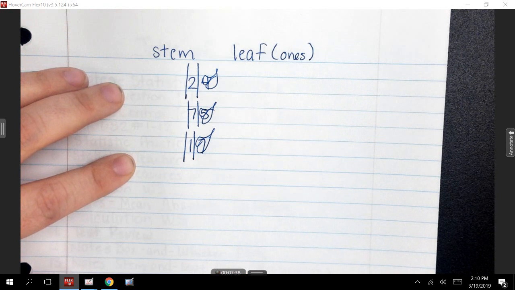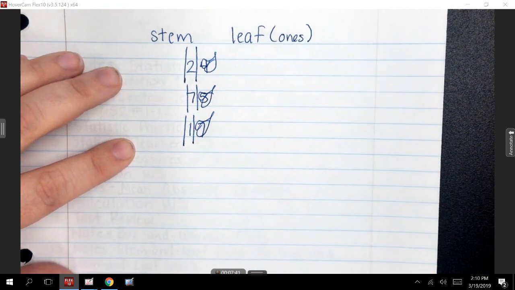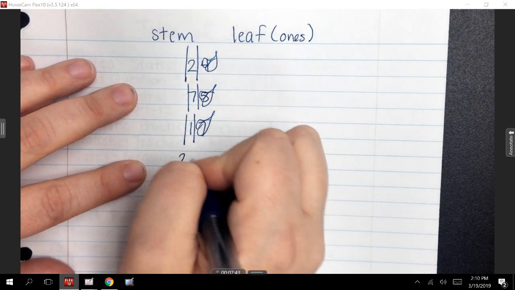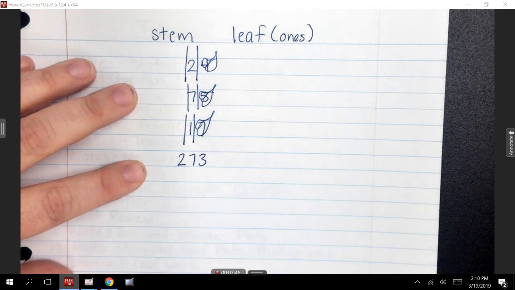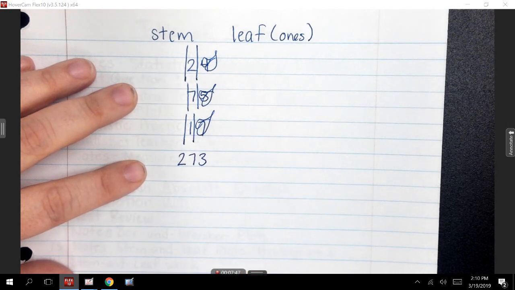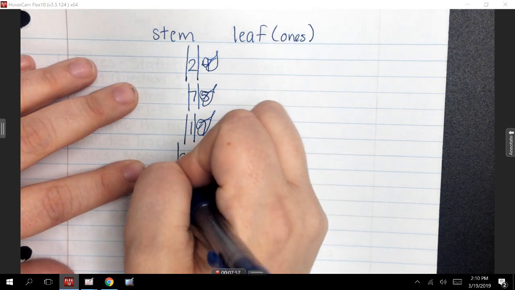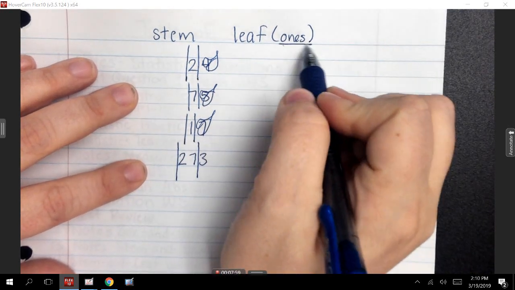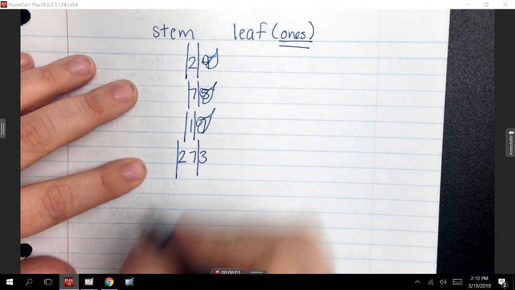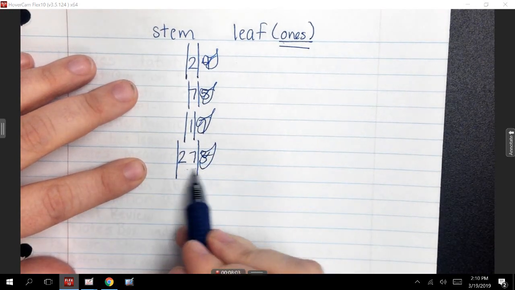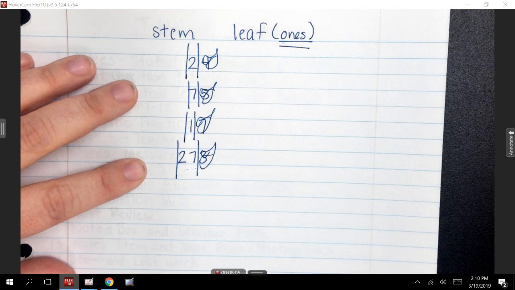It's really nice and easy when they're 2-digit numbers. What if I gave you a number like 273? What is my stem? Lyndon. 2. What is my stem? Catherine. 27, because what does my leaf have to be? 3. The ones place. So my stem has to be that entire number in front of the ones. Are we okay with that?